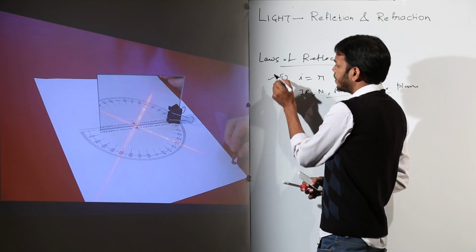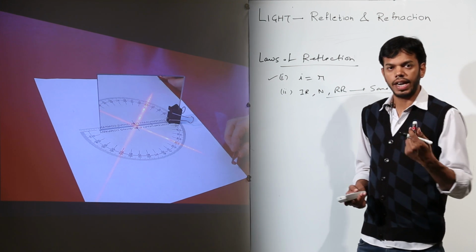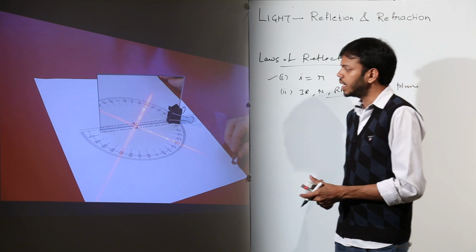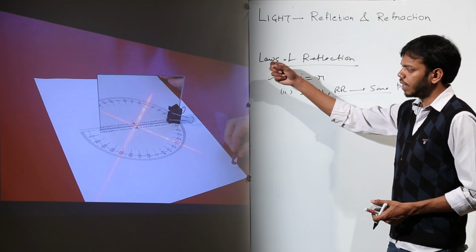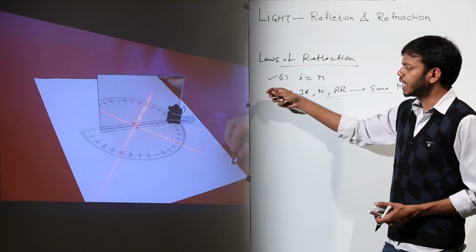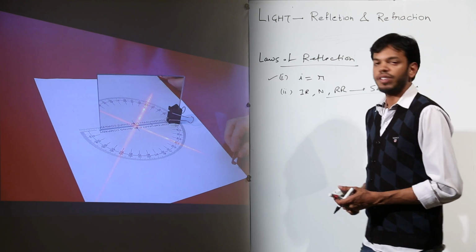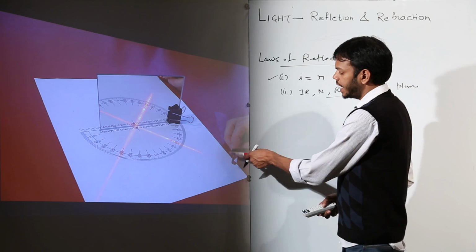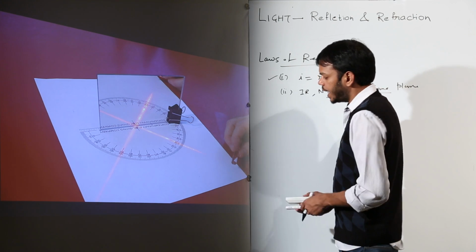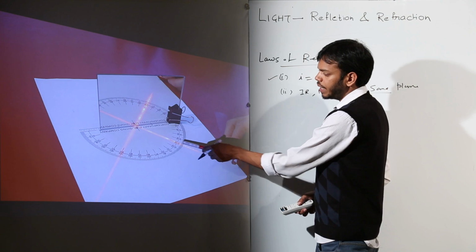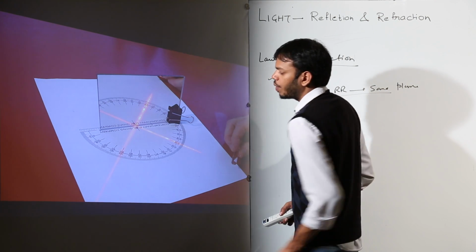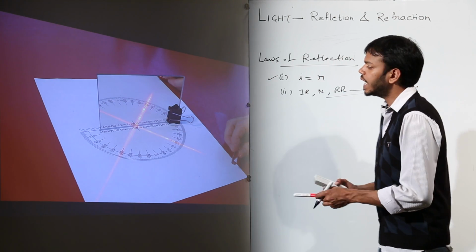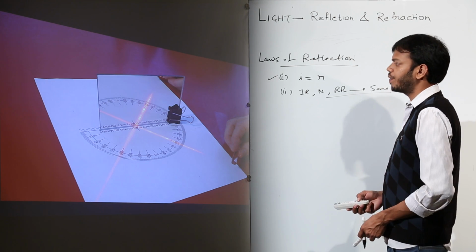This can be observed even at your home by a simple experiment. You hold a plane mirror vertically using a clamp which you use for your paper clips, and you project a laser at any particular angle. Here we have projected it at an angle of 50 degrees and it got reflected at exactly 50 degrees itself. So you see that angle of incidence is equal to angle of reflection.